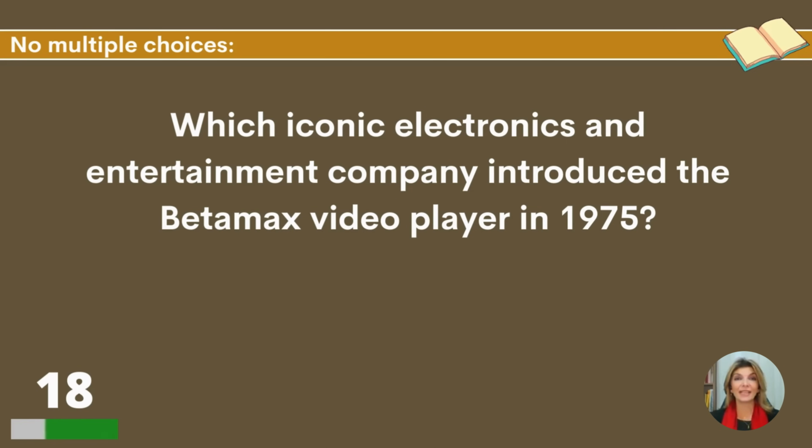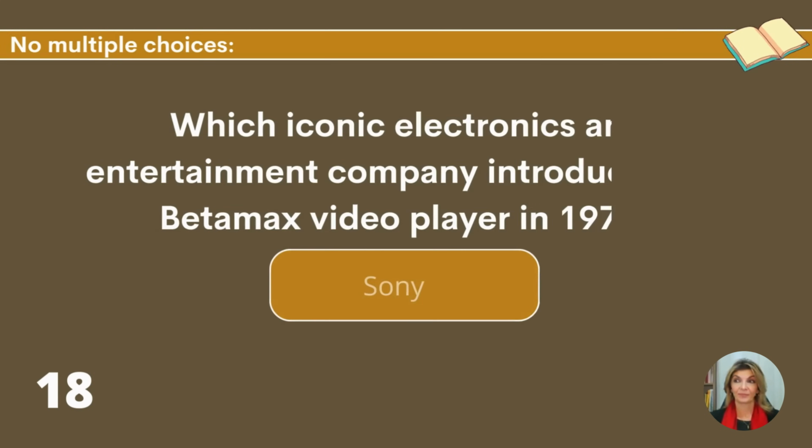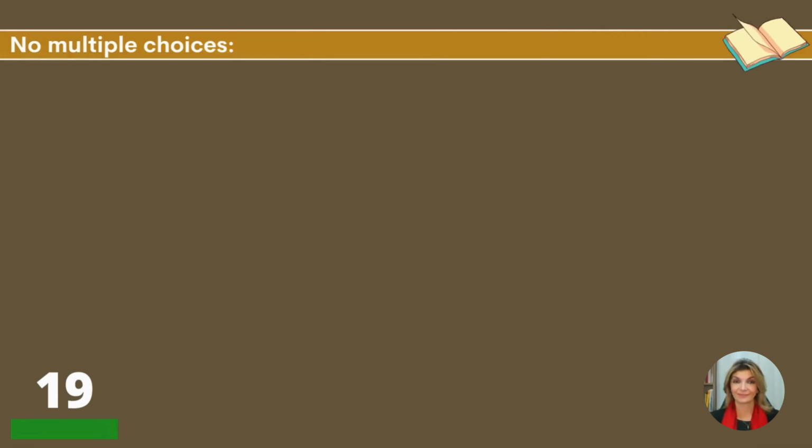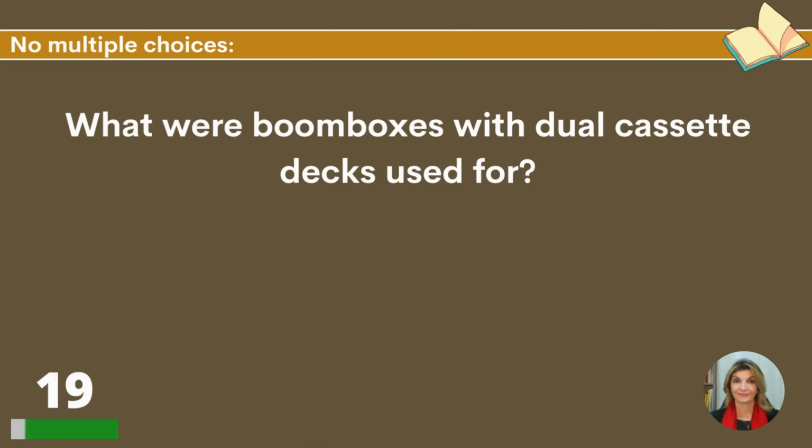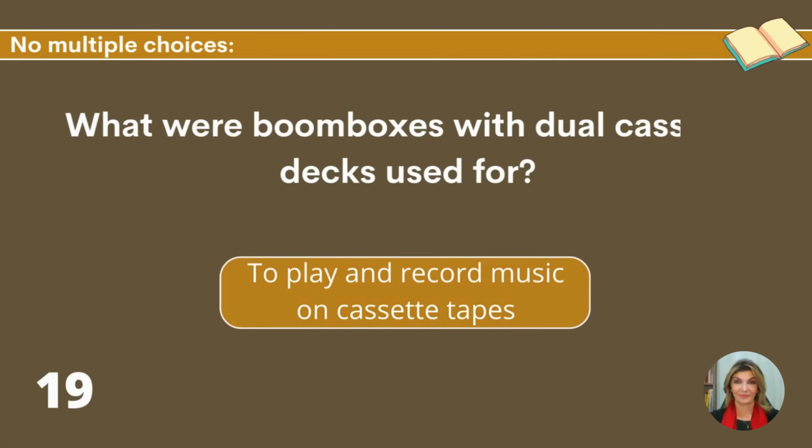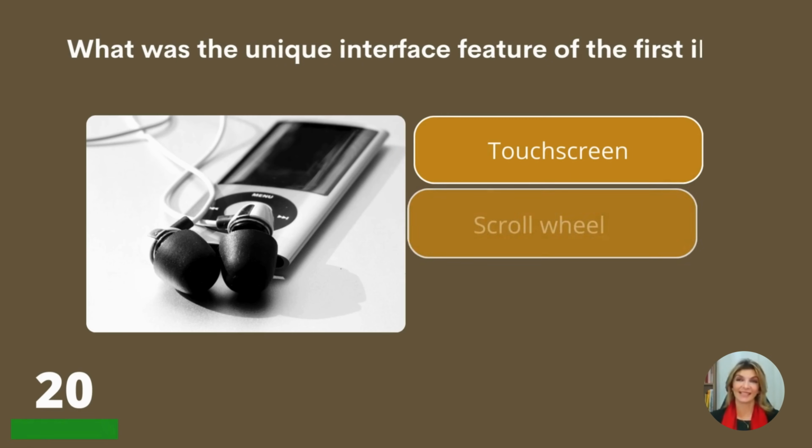Which iconic electronics and entertainment company introduced the Betamax video player in 1975? No multiple choice here. Sony. What were boom boxes with dual cassette decks used for? No multiple choice here. To play and record music on cassette tapes.